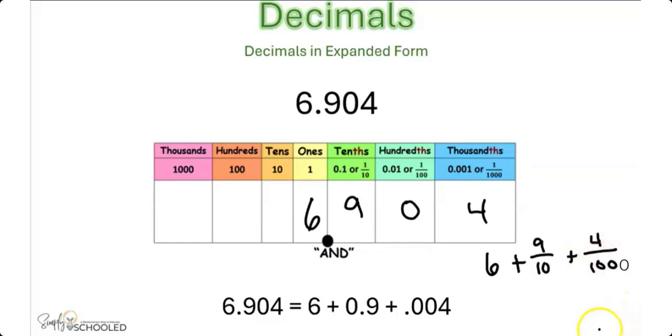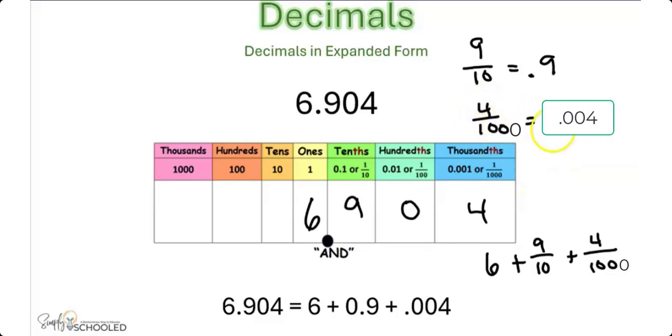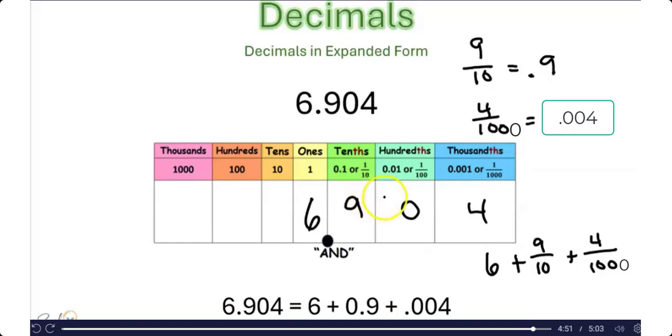That is the same thing because 9/10 equals 0.9. 4 thousandths equals 0.004. Again, as we see here in our chart, tenths is a form of a fraction that has a denominator that is a power of 10.